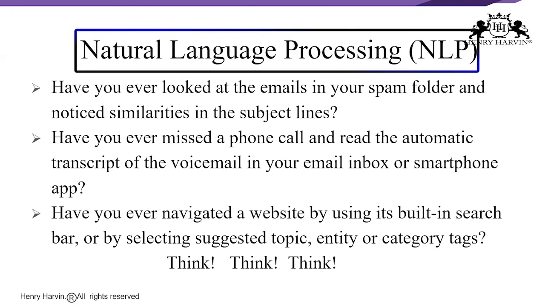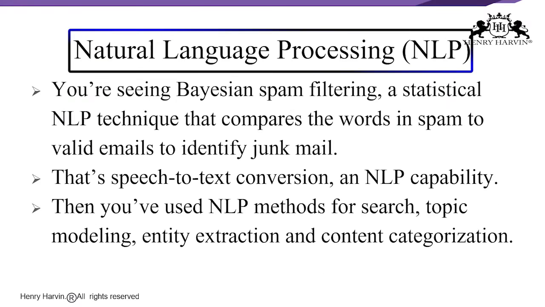So what are these basically? Whatever I'm talking about here, you could see is related to text. Yes. So you are seeing Bayesian spam filtering, which is a statistical NLP technique that compares words in spam to valid emails to identify junk mail.